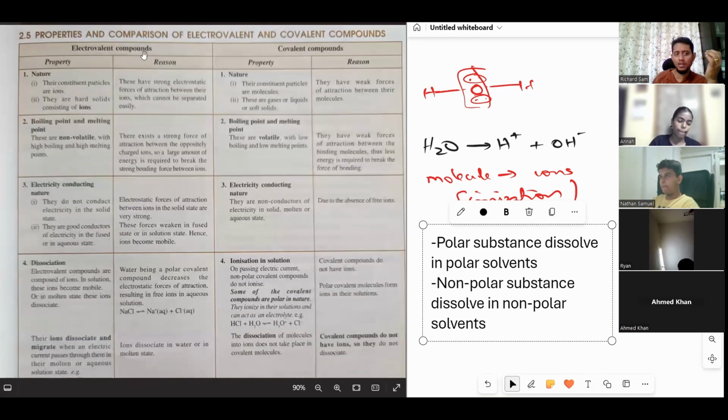What about electrovalent compounds? They're also polar. That's why polar substances dissolve in water. It's polar to polar, like dissolves like. If you see NaCl, Na is positive, Cl is negative, no? So that's a difference in polarity. One is positive, one is negative. So all electrovalent compounds are like that. They are polar, so they dissolve in water.